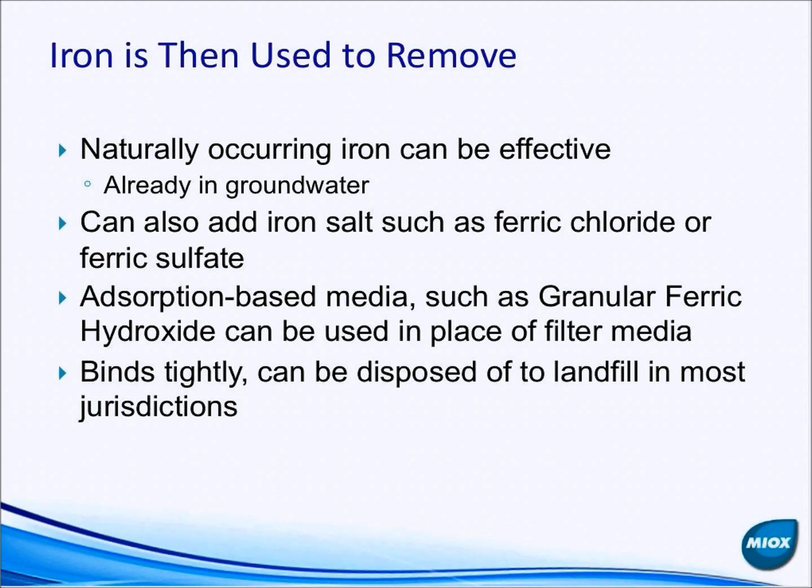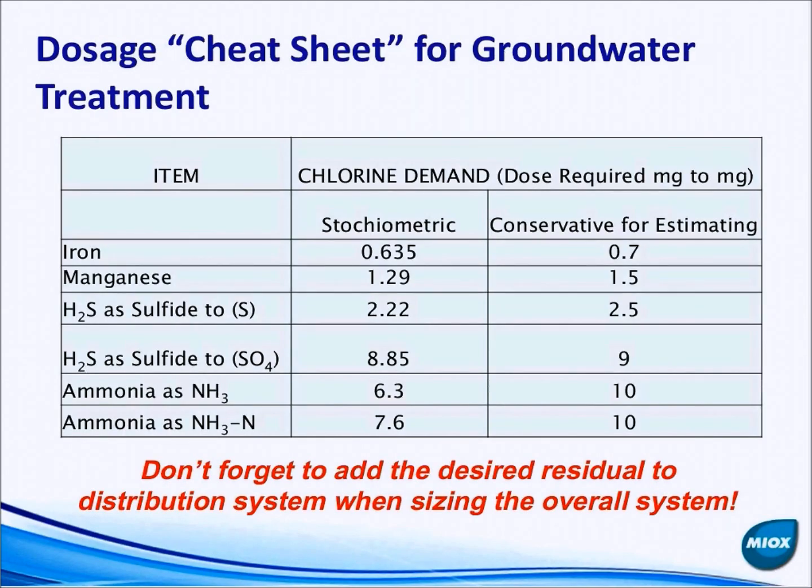So it's a very simple process to use. Again, we're part of the solution. So if somebody's looking to take out arsenic, definitely mixed oxidants and MIOX products can be used for the pretreatment.